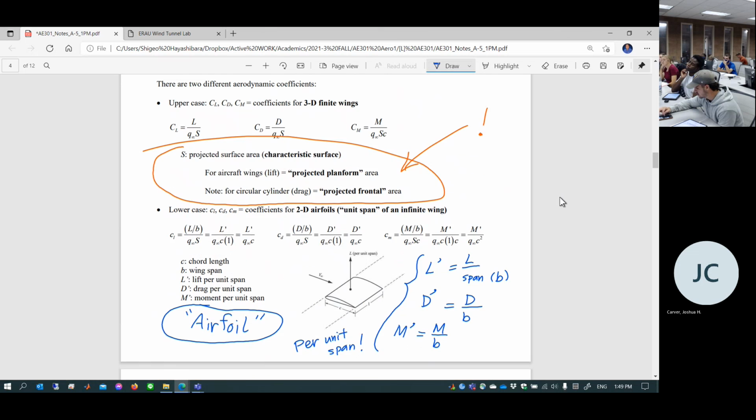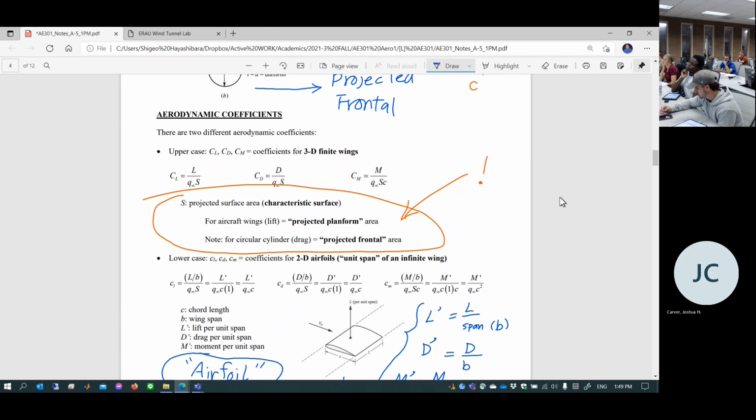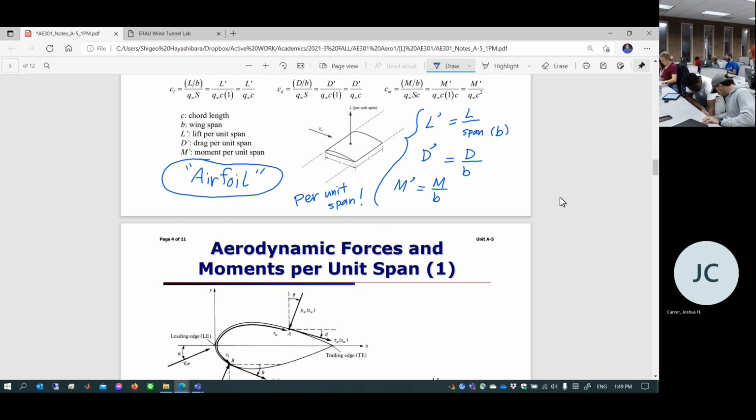So let's be careful. Today's lesson: uppercase and lowercase are pretty different definitions of coefficients. Uppercase is the 3D wing coefficients, lift and drag. Lowercase is the two-dimensional airfoil coefficients, lift and drag. Okay, let's take it from here for today, and then have a great weekend. We're going to see you back on Monday, and we're going to pick up from page 4.